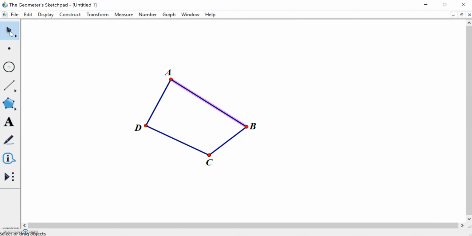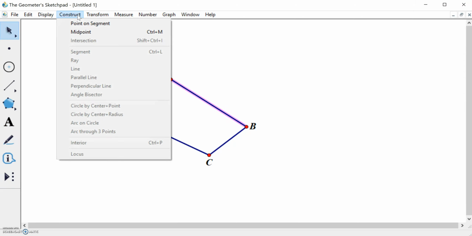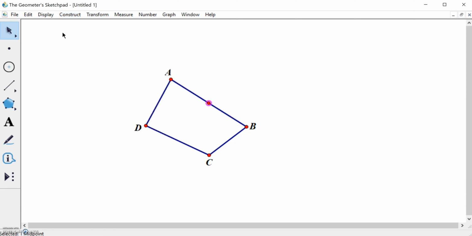Then, by going back to the pointer tool, clicking on each line segment, and then clicking the construct button and then the midpoint button, we'll create midpoints. We'll repeat this for each side, and then label them. We will then reselect our segment tool and connect each of the midpoints to each other, creating a new quadrilateral.